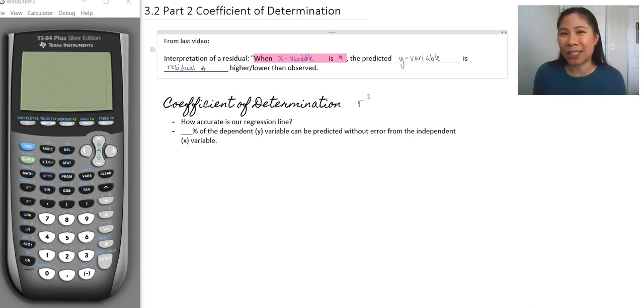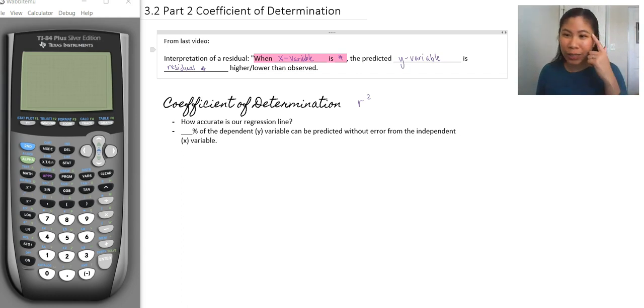Because we're trying to describe how accurate our regression line is going to be, we can say it's going to be this percentage accurate. So we can say this percent of our dependent variable, or y variable, can be predicted without error from the x variable. So basically we want that percentage to be higher, because if you have a higher percentage, you're being more accurate with your predictions without error.